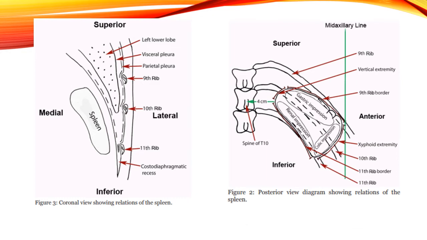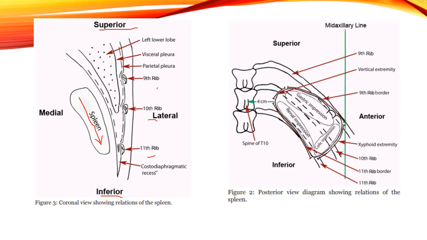So these are just some coronal views to show the relations of the spleen. We can see that if this is a coronal view and we are seeing it in this dimension, we have the superior structures over here and the inferior over here. As you can see, the direction of the spleen is downwards, forwards and laterally along the axis of the 10th rib. And as you can see, the diaphragm is separating it from the pleura, the costodiaphragmatic recess and the ribs on the left side.